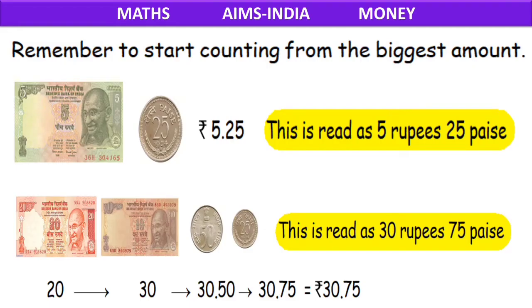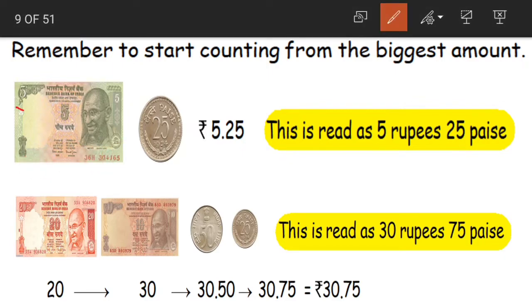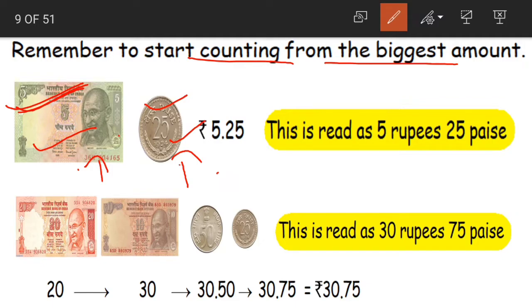Okay, children? Now remember to start counting from the biggest amount. What are they saying here? We have a 5 rupee note and also a 25 paise coin. Yes, now how will we read it? Should we read it as 25 paise and 5 rupees? No, we should start counting from the biggest amount. The bigger one is 5 rupees. So this will be read as 5 rupees and 25 paise.